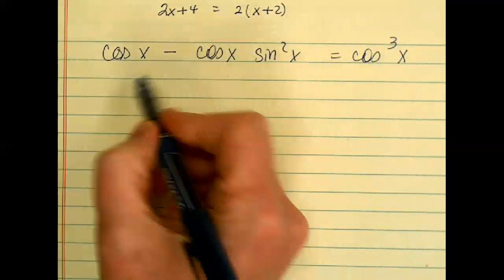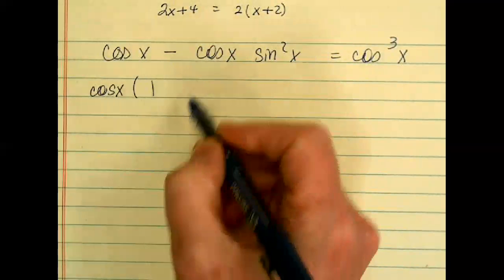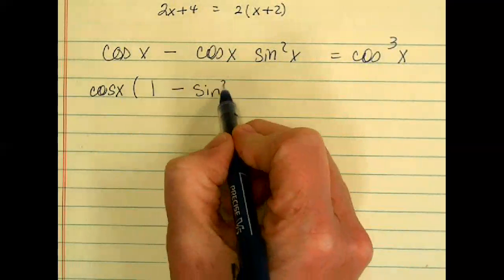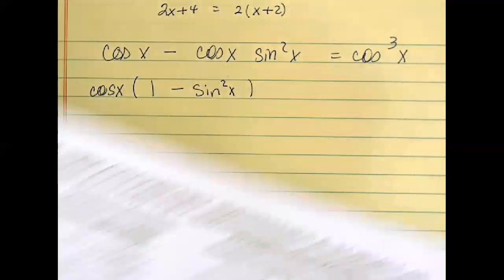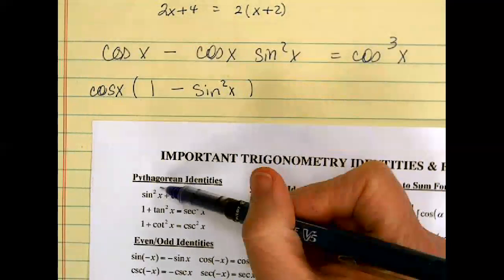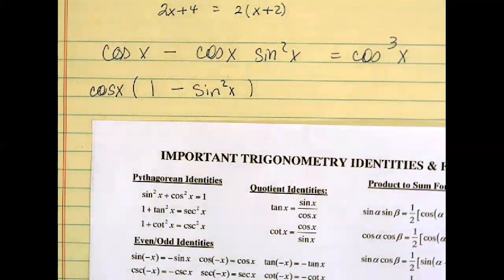Both of these have a cosine. So I'm going to take cosine x out, and this one now is a 1, and this one is sine squared x. Okay, well, I'm going to my Pythagorean identities, and I see that sine squared plus cosine squared equals 1. Well, is there another way I could write that particular identity? Is there something else I could write that as? Can I rearrange it?